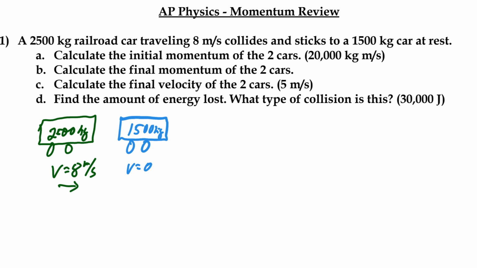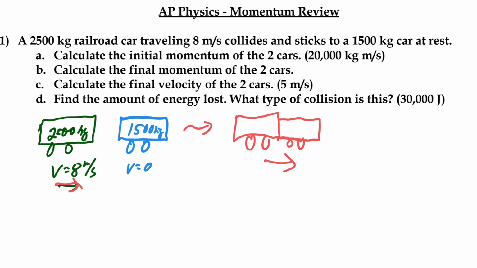So in this first problem, we have two cars coming together. They're going to collide. One car is moving 8 meters per second. The other car is starting at rest. And then afterwards, they're going to stick together. So you're going to have the 2500 kg car sticking to the 1500 kg car, and they're just going to move off together as one mass.